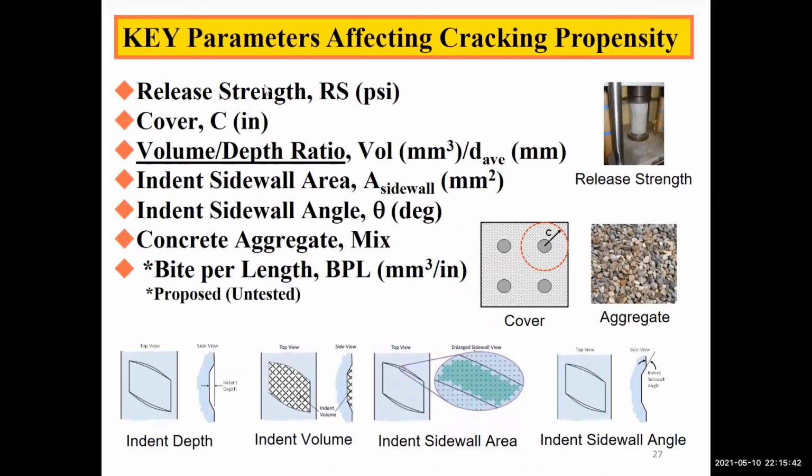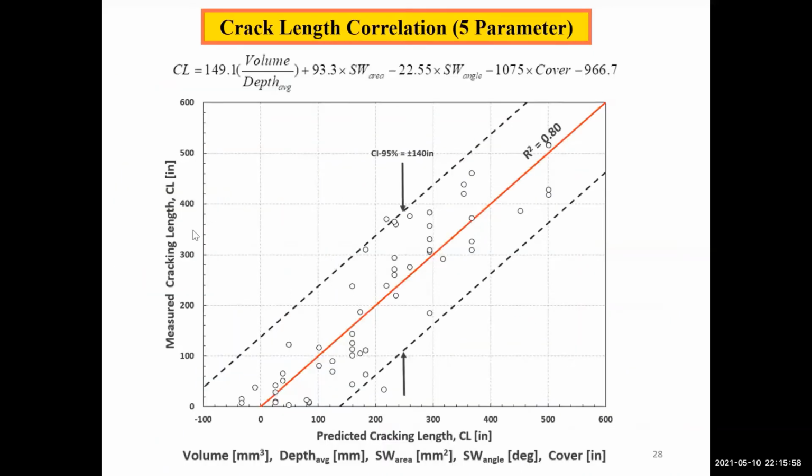Likewise, we've identified the cracking propensity by doing extensive tests on prisms with various amounts of cover and different prestressing wires. And we've developed a similar correlation for those. This is the crack length correlation with variables of indent shape, including volume, depth, sidewall area, sidewall angle, and the amount of cover, which is a strong contributor. Again, we get a coefficient of determination of about 0.8 in this case, indicating a large amount of correlation.